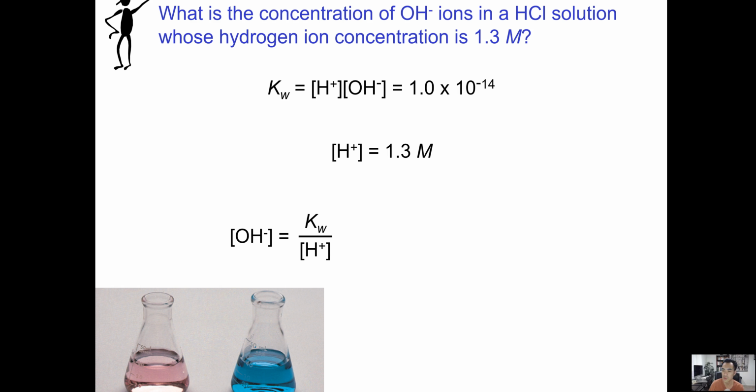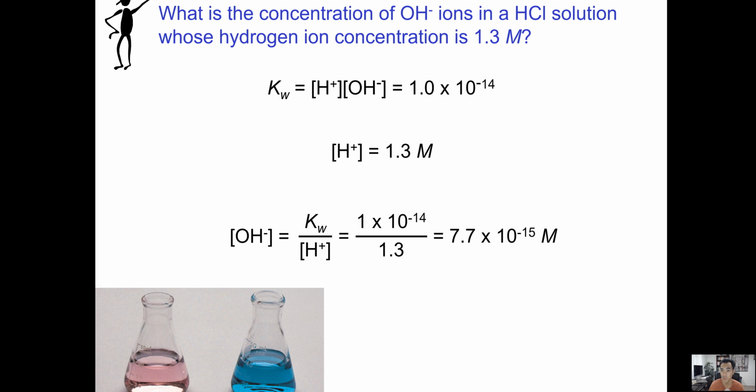And then you're going to reverse that reaction, getting OH minus equals KW over H plus. In this specific case, you're going to get 1 times 10 to the negative 14 divided by 1.3. In this specific case, you're going to get a concentration of 7.7 times 10 to the negative 15 molar. So this is actually kind of interesting, because if you take a look at HCl, you're like saying, well, how is it possible that you don't have any hydroxides?